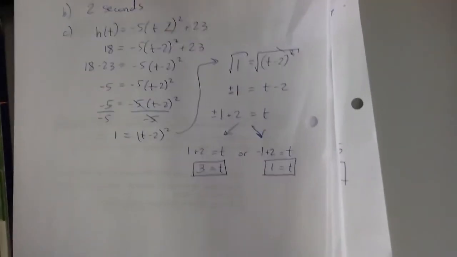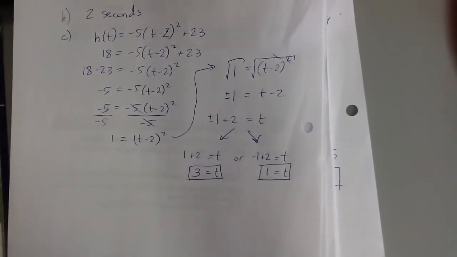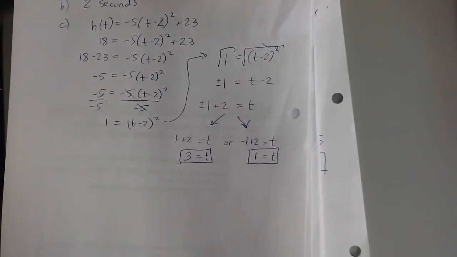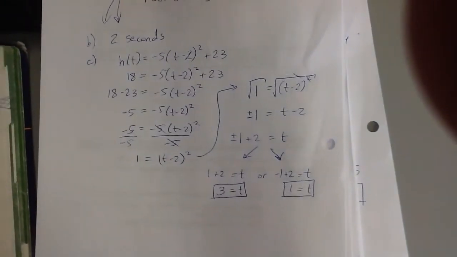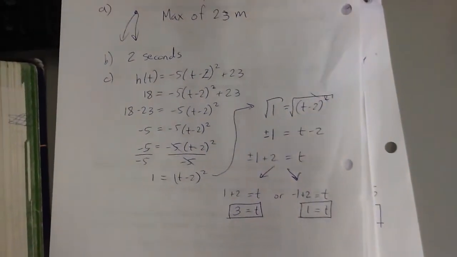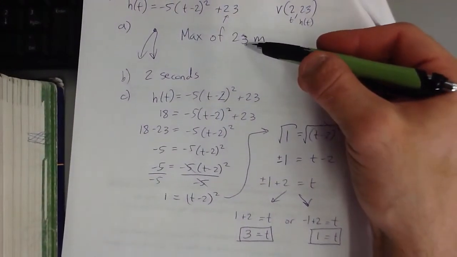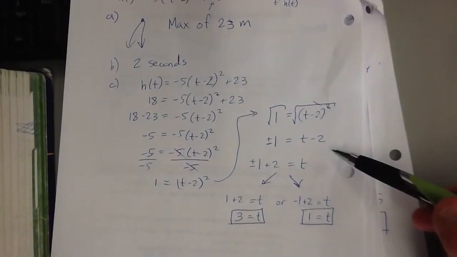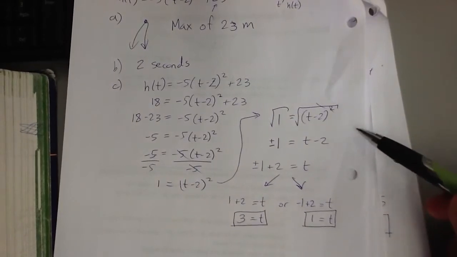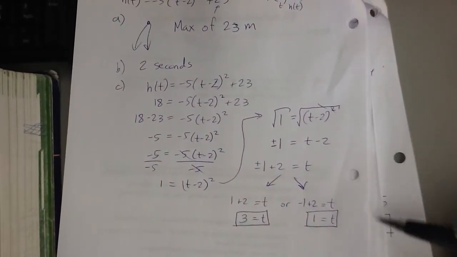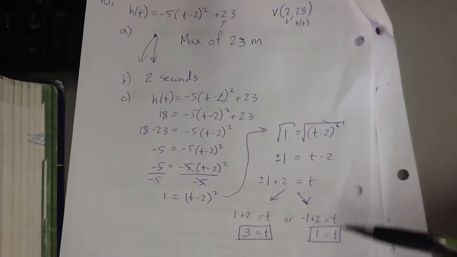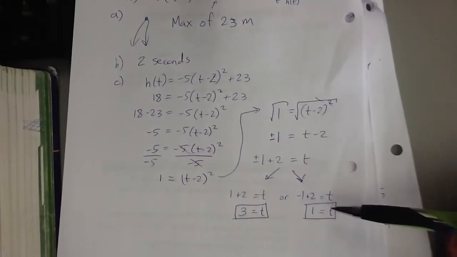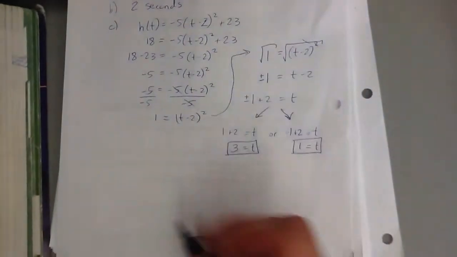instances that the height will be 18 meters. Okay? Remember, this is the path of a ball. So the ball was struck or hit or whatever it is. It hits the maximum height of 23. So on the way up, at 1 second, it hits the height of 18. It goes higher to 23. And then on the way down, at 3 seconds, it hits a height of 18 as well. Okay, so it's very important you understand that.